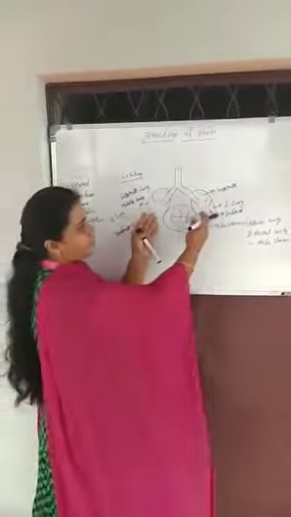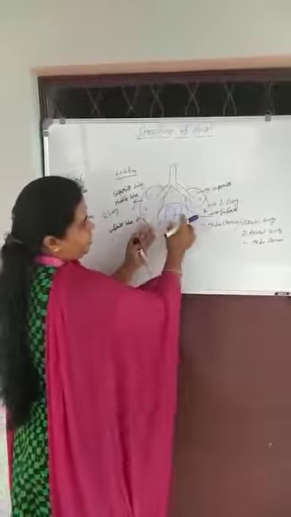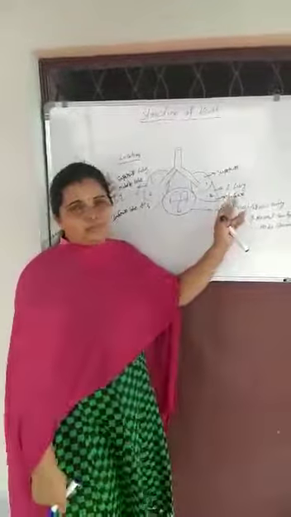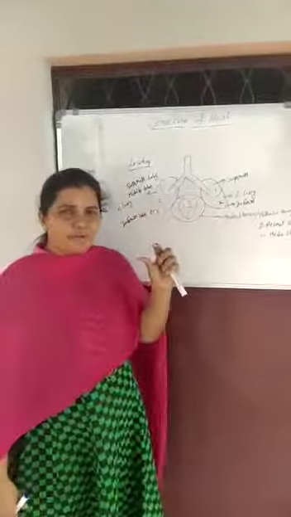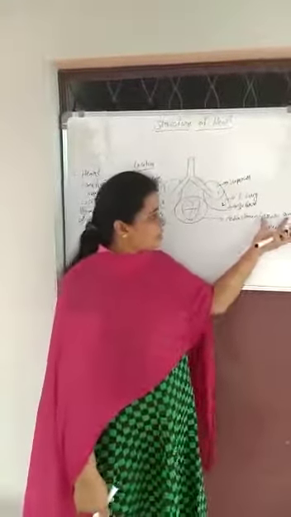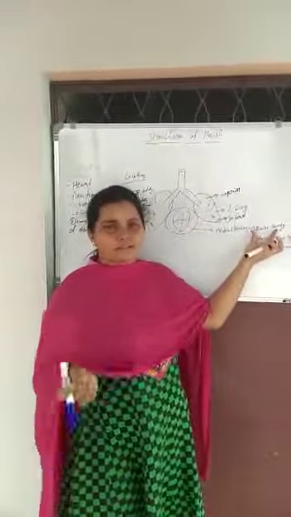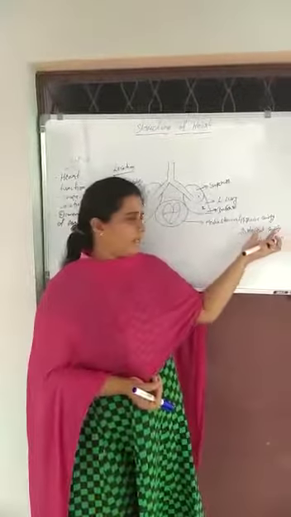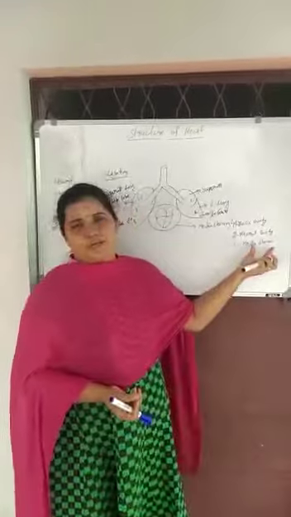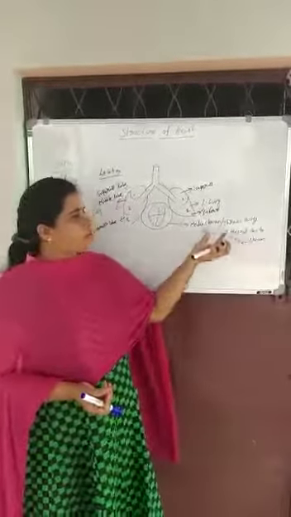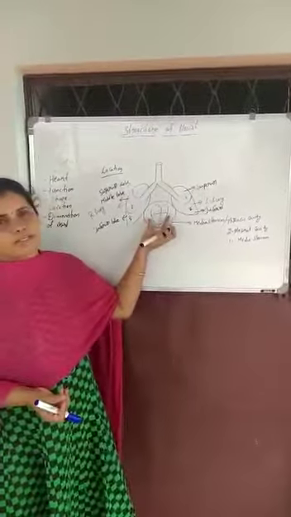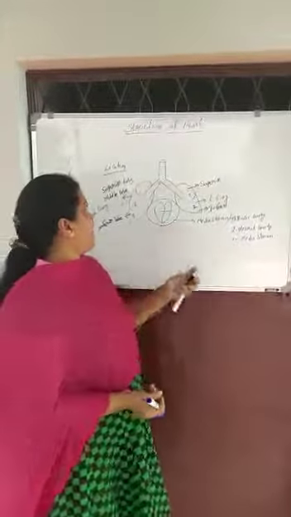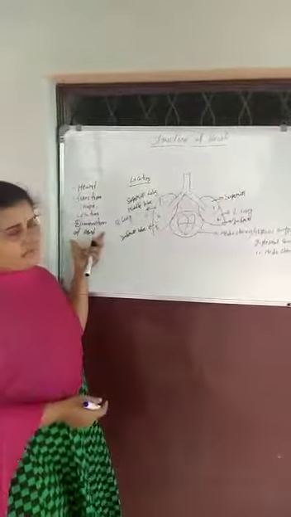So in between there is a gap. This gap we call the mediastinum. The mediastinum is a part of the thoracic cavity. Generally the thoracic cavity has 3 compartments: 2 compartments we call the pleural cavity, and one compartment we call the mediastinum. In this mediastinum the heart is located.